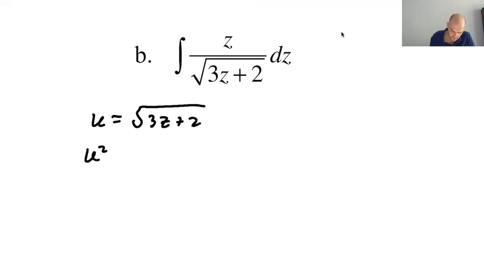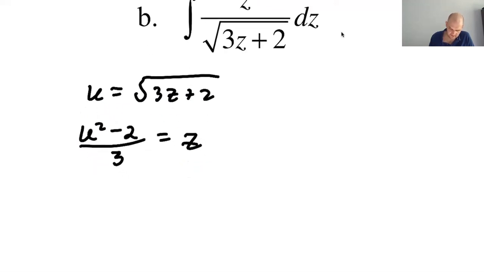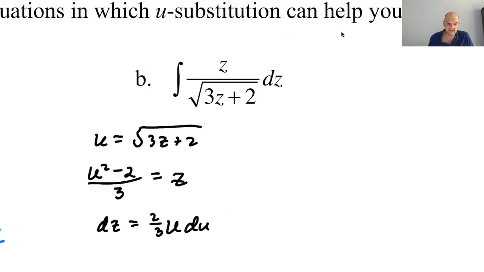So let's say u squared minus 2 divided by 3 is equal to z. What I did was I squared both sides, which is where u squared comes from, and then I subtracted 2 and I divided by 3 to get z by itself. From here, I can get that dz is going to be 2/3 u du. Okay, so I have everything I need.